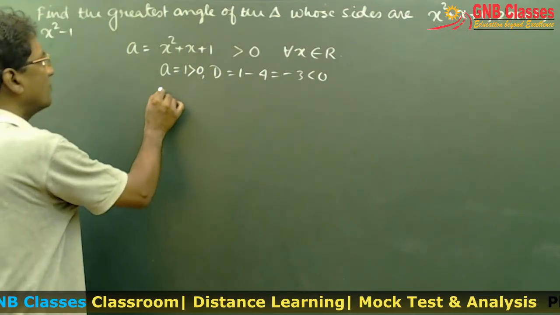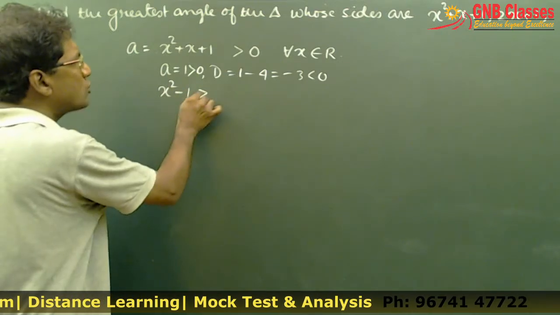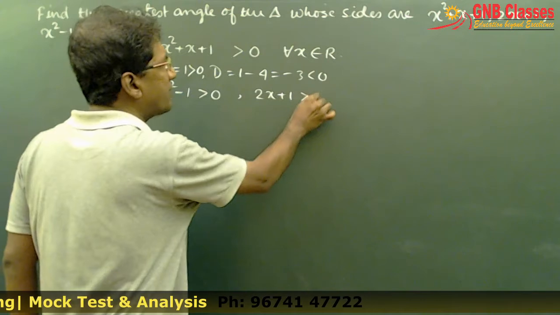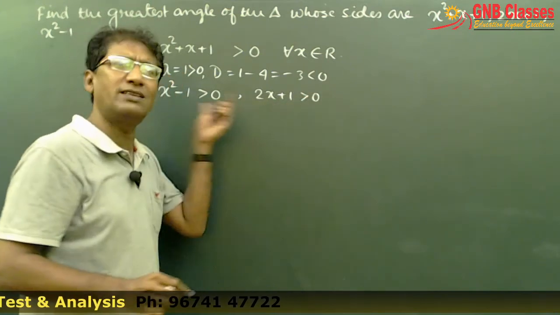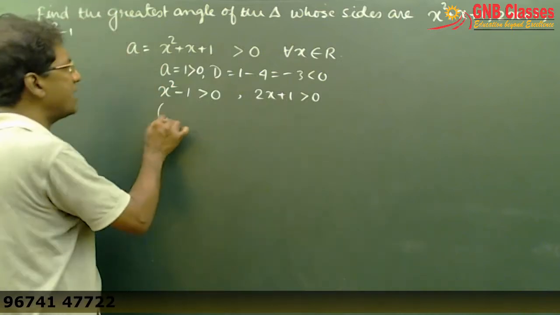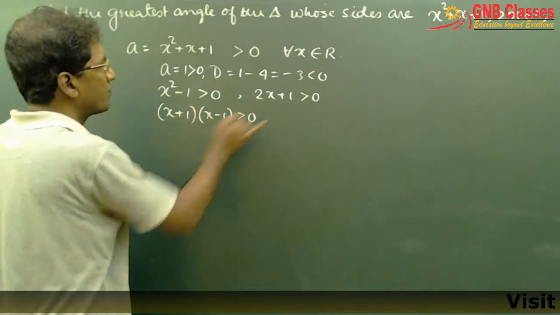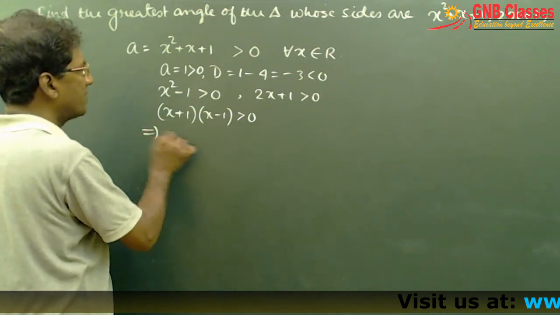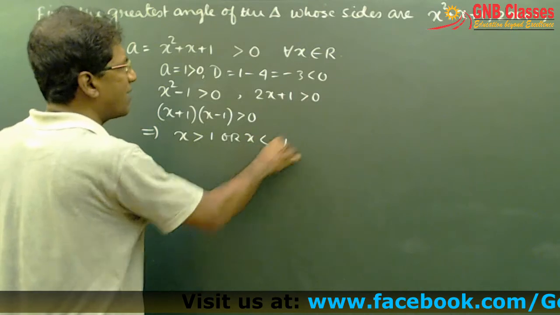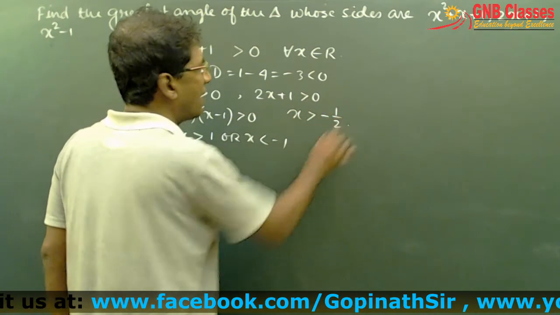Now again, x square minus 1 has to be greater than 0, as well as 2x plus 1 has to be greater than 0. Why is it so? Because these are all the sides, so your sides cannot be negative. So from here we can get that x is greater than 1 or x is less than minus 1. And from here we are getting x is greater than minus half.